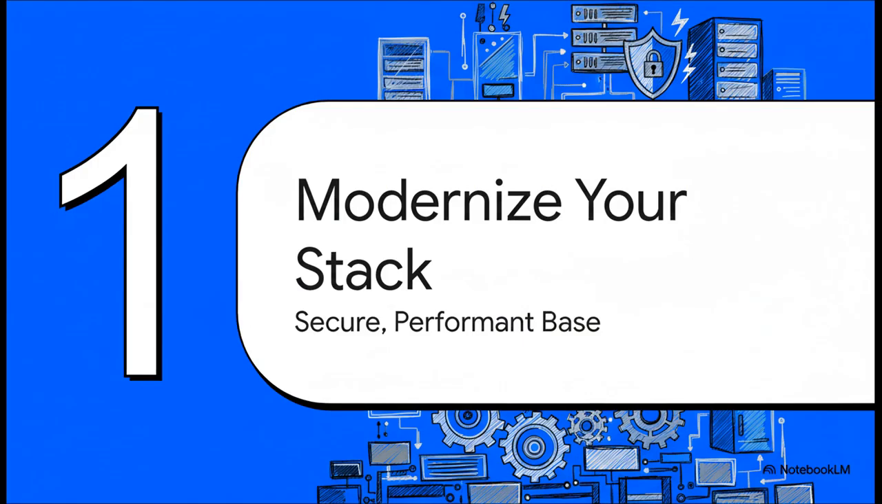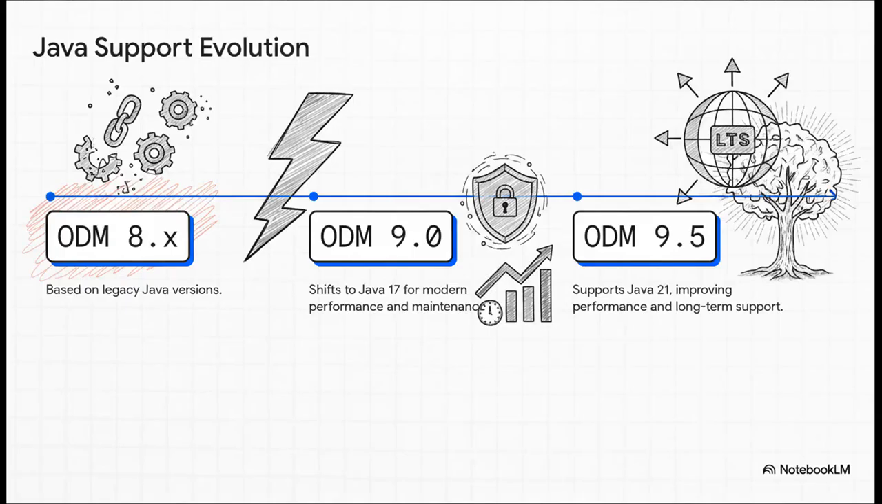Section 1 is all about modernizing your tech stack, because you've got to have a secure and high-performance base to build on. This timeline really tells the whole story. ODM 8.x is built on Java 8. Version 9.0 jumps all the way to Java 17, and the latest, 9.5, is on Java 21. And that's not just a bigger number. We're talking about access to over a decade of performance boosts, major security enhancements, and, this is huge, long-term support. That means you get stable, secure updates for years to come, which is an absolute must-have for any enterprise system.